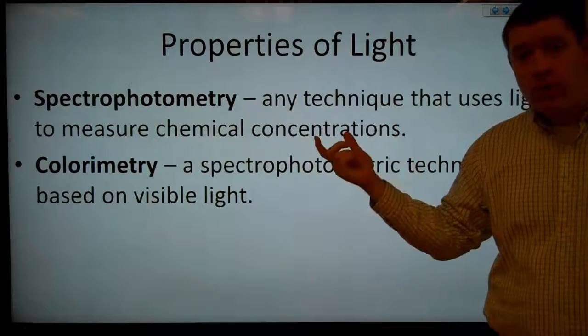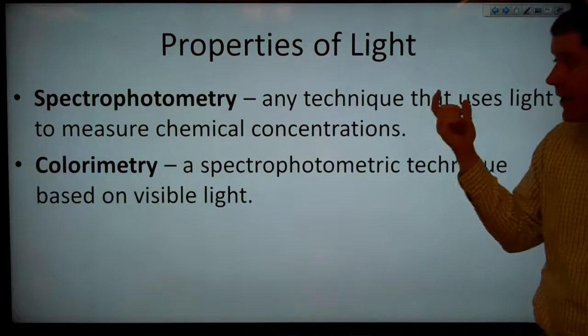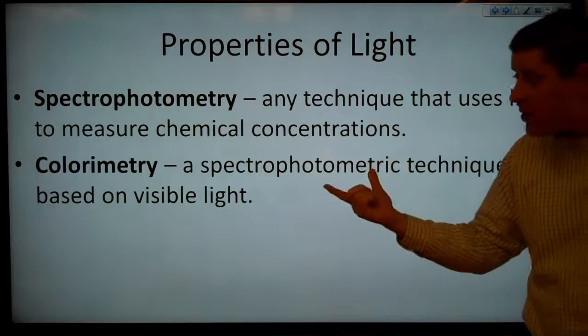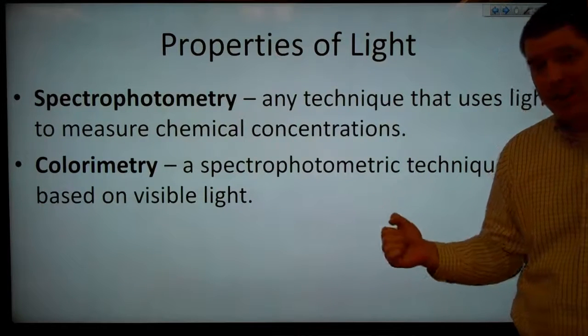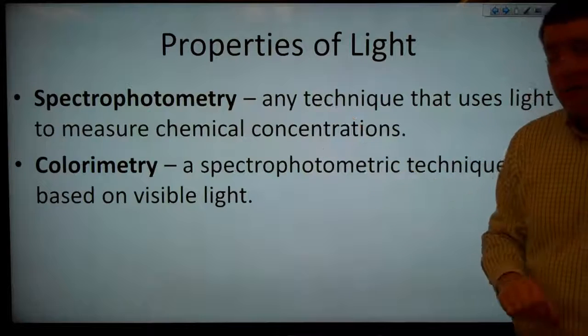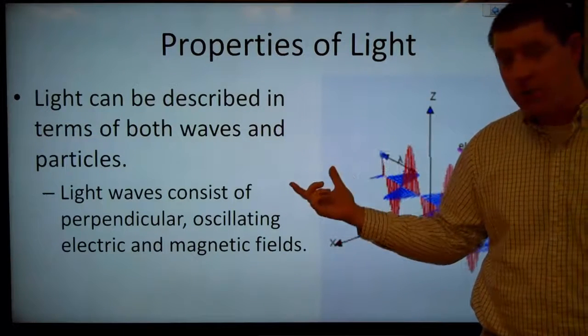So, let's go over some terminology first. Spectrophotometry is any technique that uses light to measure chemical concentrations. Colorimetry is a spectrophotometric technique based on just visible light. So, colorimetry is a subset of spectrophotometry. Now, light can be described in terms of both waves and particles.